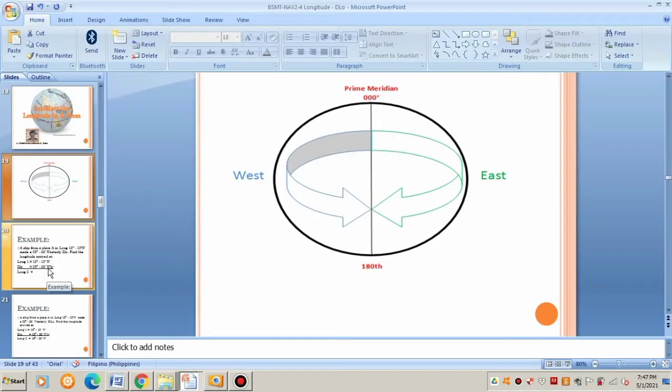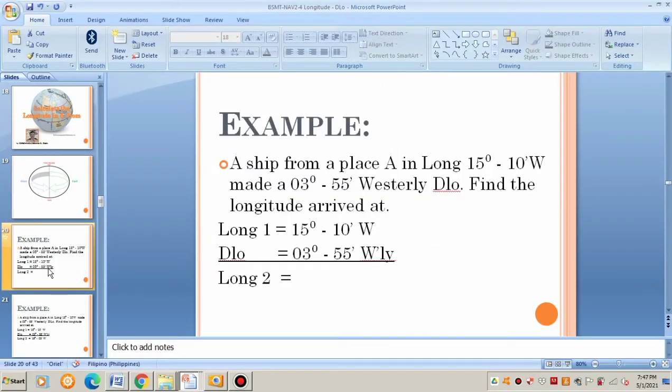So let's start with our first problem. In our first problem, we have here a ship from a place A, which has the longitude of 15 degrees 10 minutes west, made a 3 degrees 55 minutes westerly difference of longitude. Now we must find the longitude in, or the longitude of arrival.